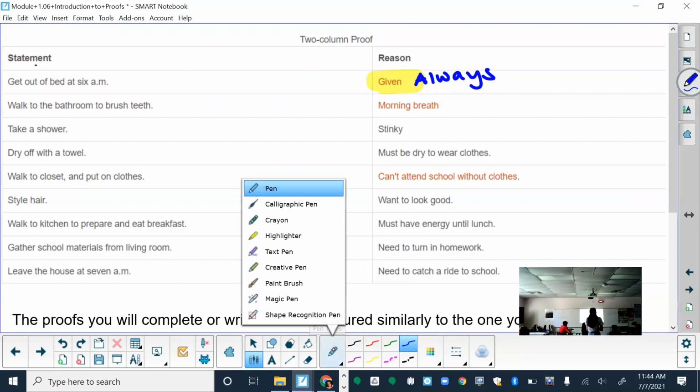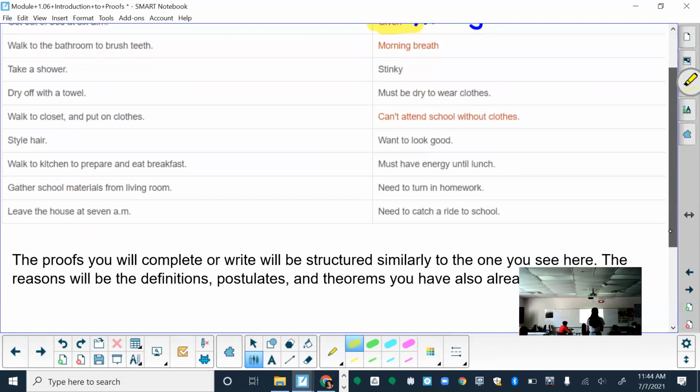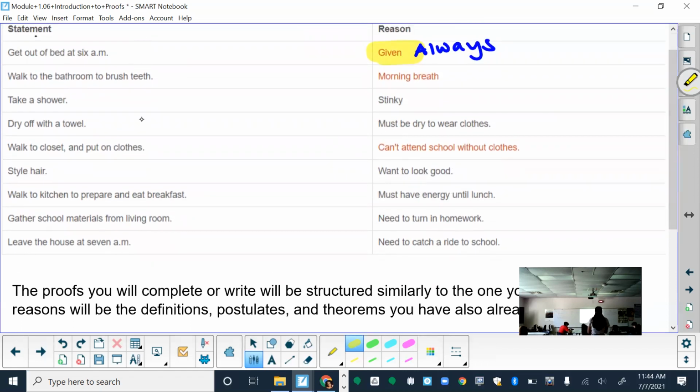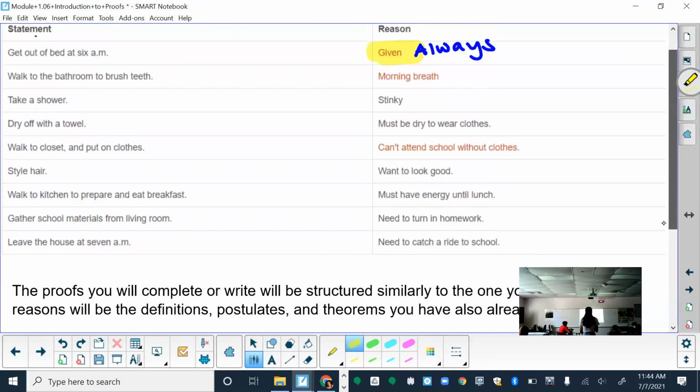And the reason, obviously this one's more of a silly example, but why do you walk to the bathroom to brush your teeth? Right, because you don't want to leave the house with stinky breath. Why do you take a shower? Right, because if you don't, then you'll smell. So reasons on the right side, statements, the steps on the left side. Questions about that? So they'll be structured similarly. Obviously, the left will be more numbers and symbols, and the reason will be the theorems or postulates or rules, whatever.